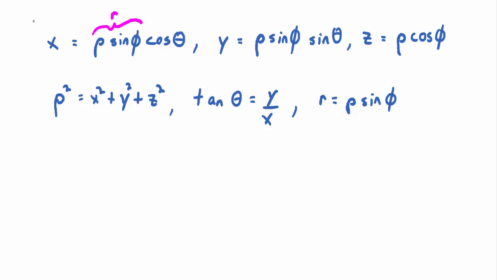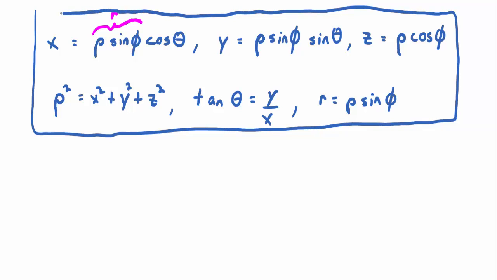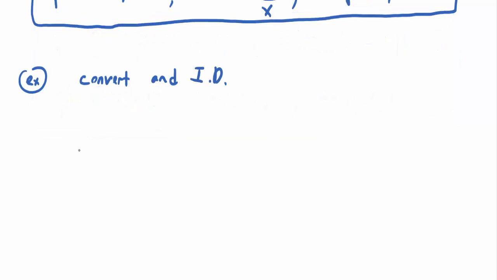Okay, so these are the conversions you need to know. You take them as needed. I'll show you what I mean with some examples. Example, let's convert to spherical coordinates and identify the surface. X squared plus y squared minus 3z squared equals 0.